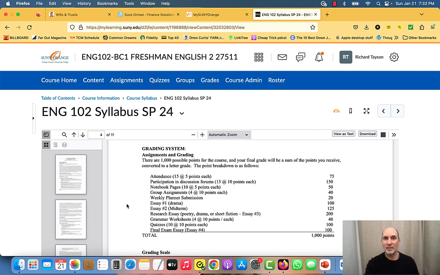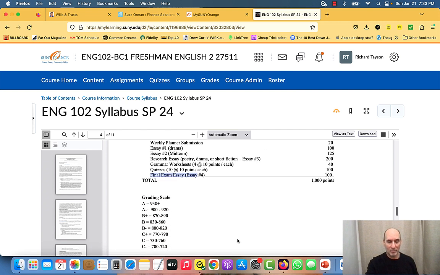Pay particular attention to the essays. Essay number 1, worth 100 points. Essay number 2, which is the midterm essay, worth 125 points. And then your research essay on poetry, drama, or short fiction, that's essay number 3, is worth 200 points. And then your final exam essay is worth 100 points. So you have 4 essays to complete during the class. You cannot pass the class without completing the 4 essays. So please look through here at the rest of the material.